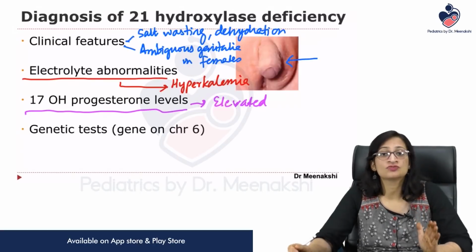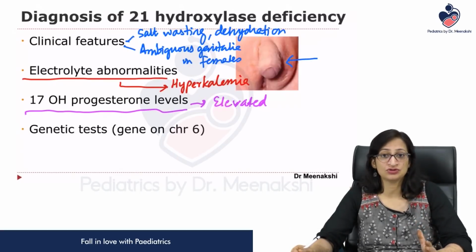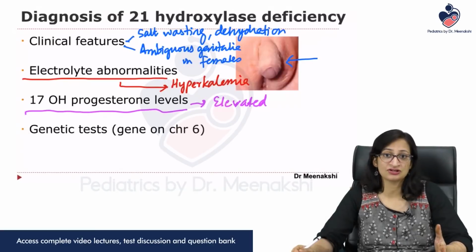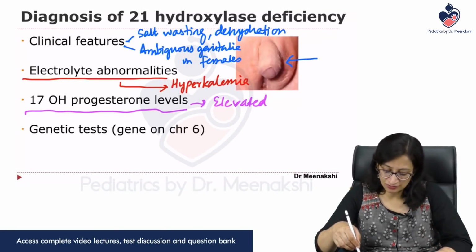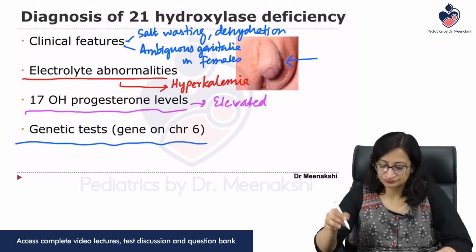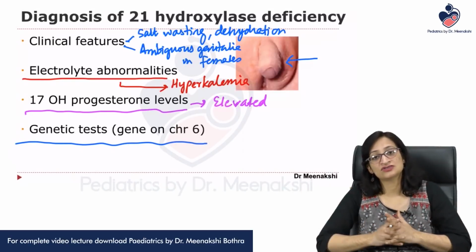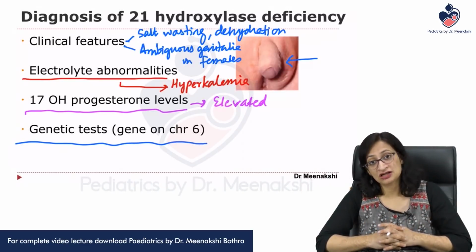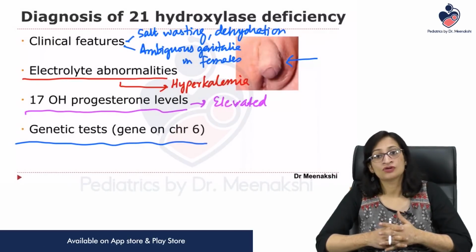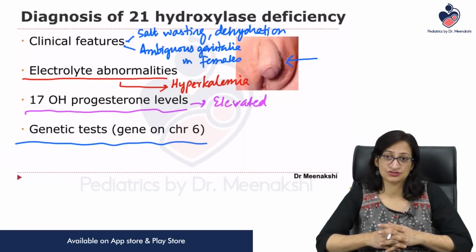Genetic tests, you can do the mutation analysis. These are autosomal recessive disorders, and you can do the mutation analysis for congenital adrenal hyperplasia. The genes are present on chromosome 6. Doing these genetic tests will also help us offer prenatal diagnosis to a couple who already has a child with CAH.